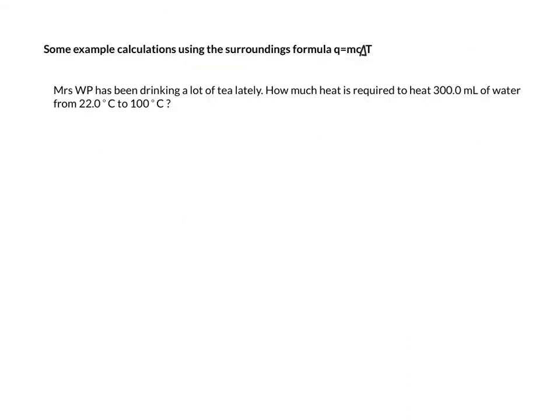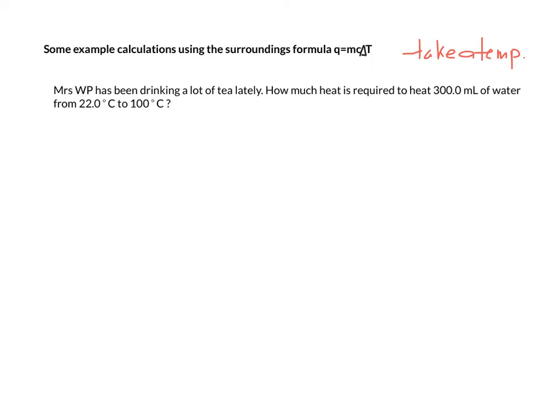Okay, some example calculations using the surroundings formula, Q equals MC delta T. Now, you use this formula anytime that you take a temperature of something. Whatever you take a temperature of, that substance is your surroundings. All right.